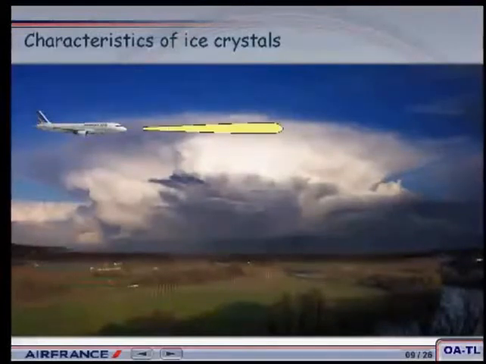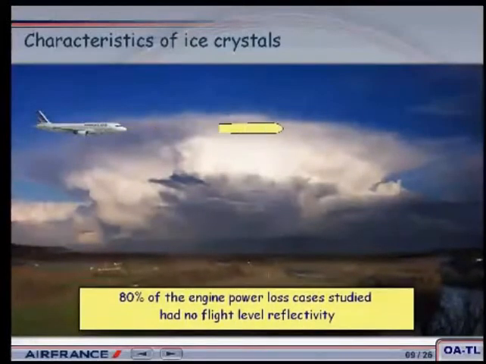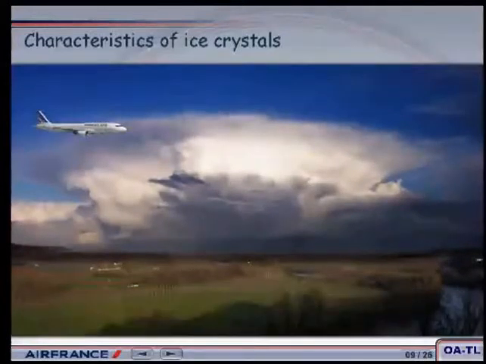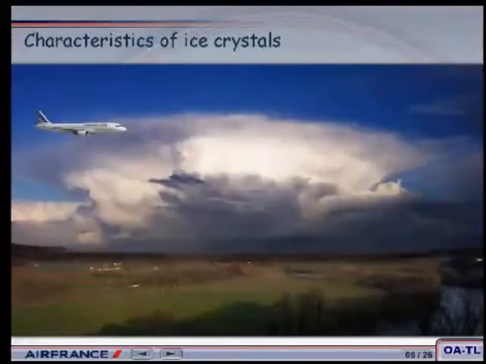In some cases, strong convective cells lift large particles like hail above the freezing level, which can be detected by radar. However, in 80% of the engine power loss cases studied, no returns were observed when the pilot was scanning the cell at 0 degrees tilt. Only when the pilot tilted the weather radar down to scan below the aircraft were returns visible.